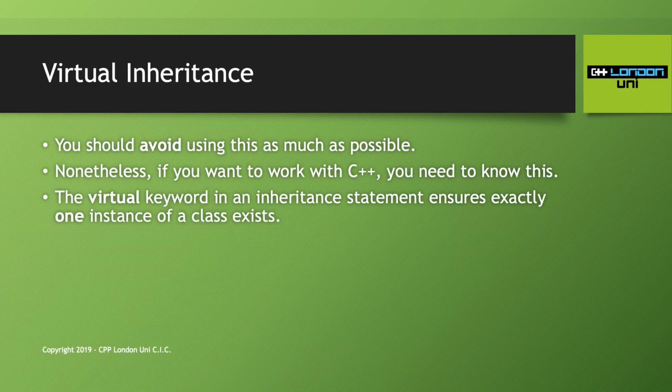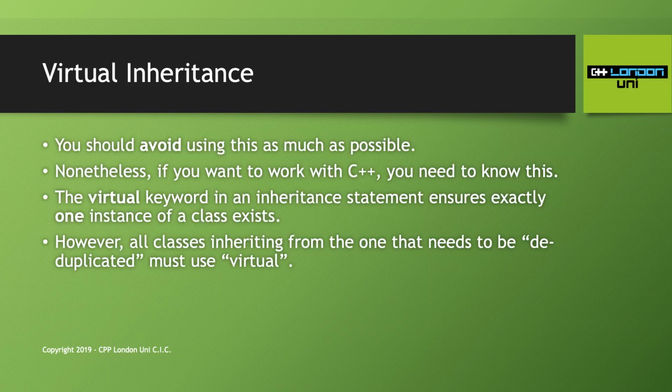So, in an inheritance statement, as we learned previously, you can have class X, a colon, and then whatever you want to inherit from. So I might want class A colon B, we inherit from B, or public B to inherit publicly. Rather than simply writing colon public B to inherit from B, we can actually write colon public virtual B. So when we declare what we inherit from, we don't just give its name, we put the word virtual in there as well.